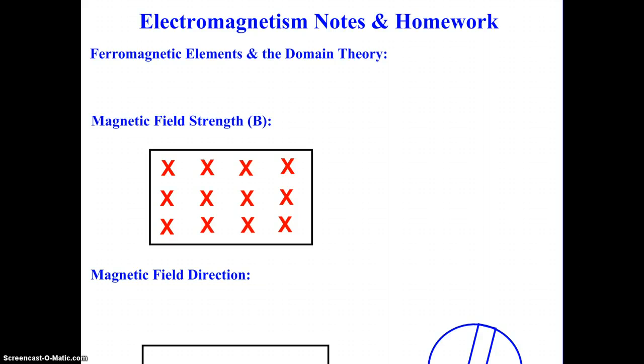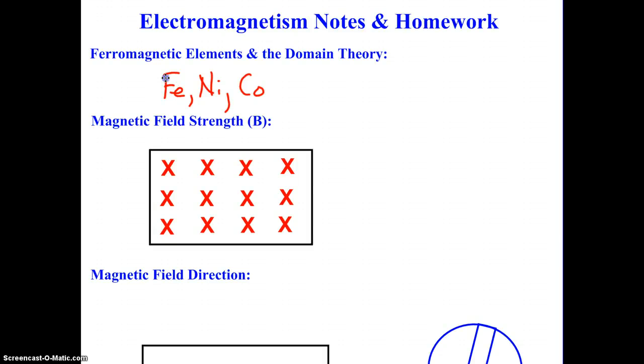On the periodic table, there are three elements that are considered ferromagnetic. We'll talk about what that means in a second. And they are iron, with the symbol Fe, nickel, and cobalt. To be ferromagnetic means, from an elemental standpoint, and our best understanding to this point with the domain theory, that these are elements whose electrons can spin in the same direction around the atom.